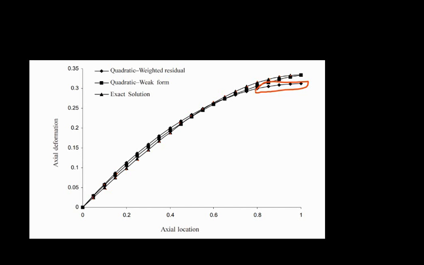So this is an axiomatic proof that you should not be applying the derived boundary conditions when you solve the problem by weak form method. If you are applying the derived boundary condition, you better increase the number of terms in the trial solution. That is the explanation, guys.